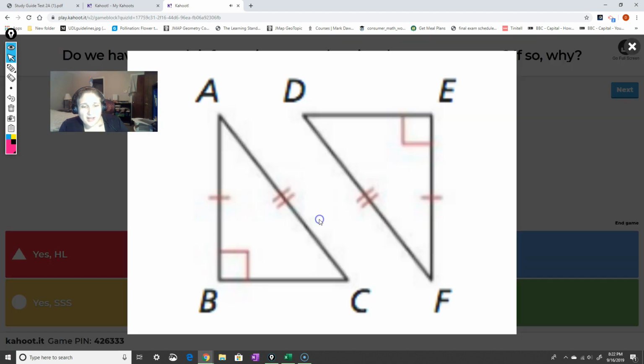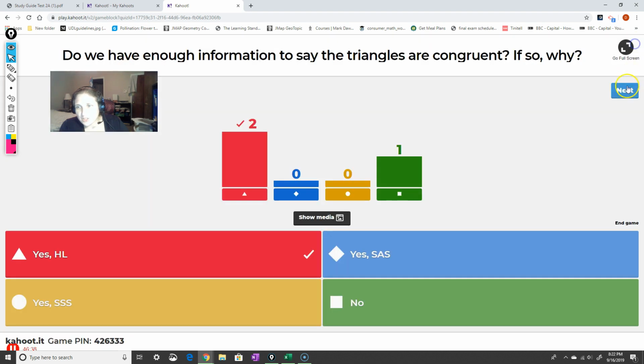Angle, right angle, check. Longest side, check. The other side, yep. Check, check.